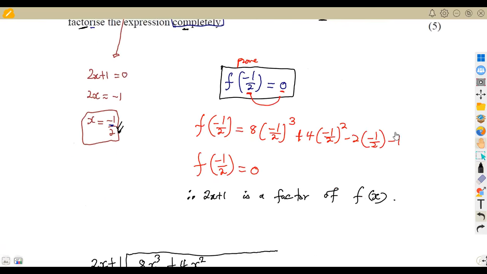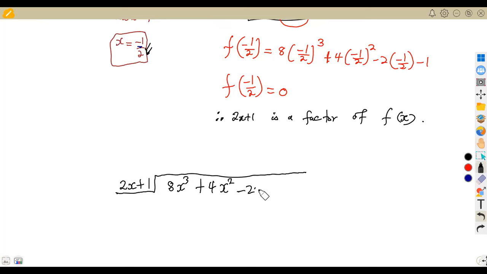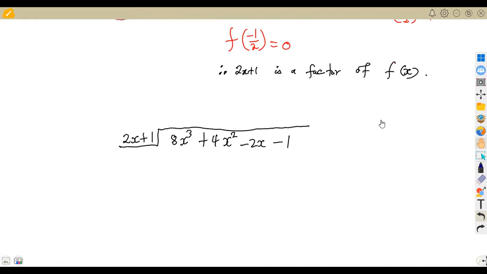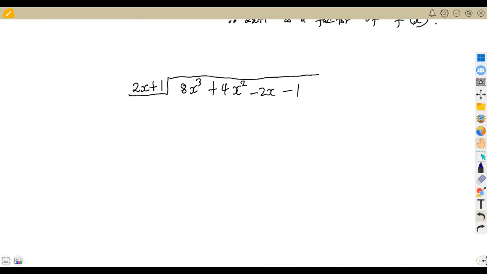Minus 2x minus 1. All right, so now we can divide. We are going to use long division to find the other factors. If we have a cubic expression and we divide by a linear expression, we are supposed to obtain a quadratic expression on top. If we do not get a quadratic expression, it shows that our calculations are wrong.